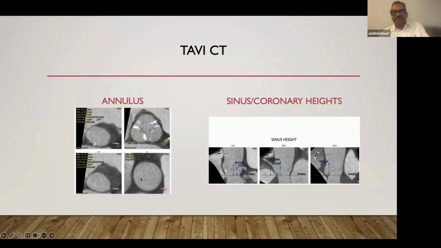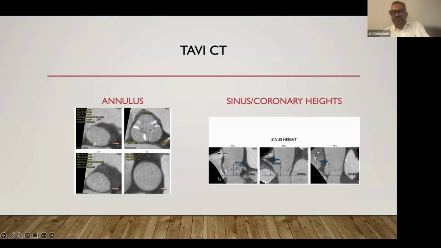And then the sinotubular junction, also to look for any calcification deposits at the STJ, because some of the valves that we deploy reach the sinotubular junction, and if you're pushing against the calcium, you can cause aortic rupture. So you don't want that as well.